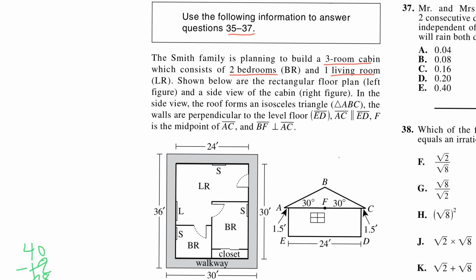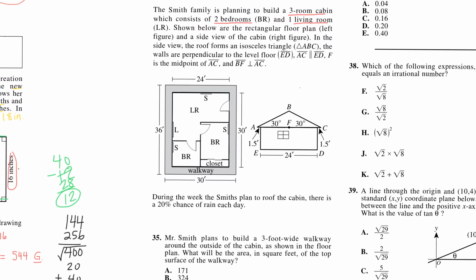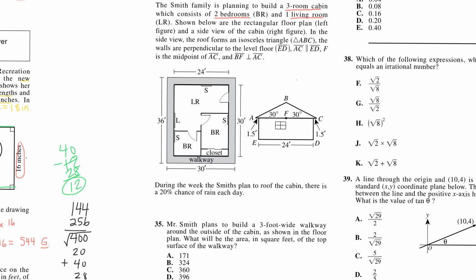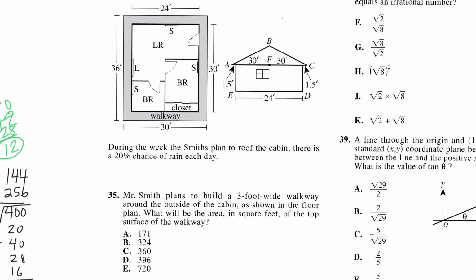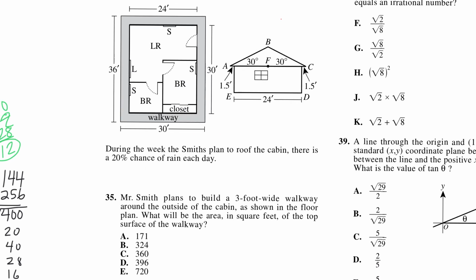So let's take a look at the first question here. Question number 35 says Mr. Smith plans to build a 3-foot wide walkway around the outside of the cabin as shown in the floor plan. What will be the area in square feet of the surface of the walkway? Okay, so this is 30 and this is 24. If you take off 3 here and 3 here, it leaves you 24. And this is 36. If you take off 3 here and 3 here, it leaves you 30.